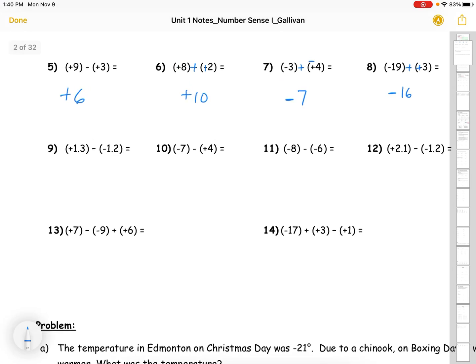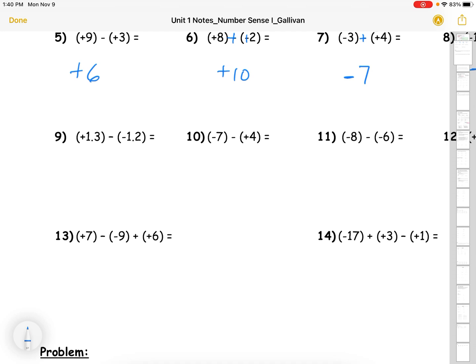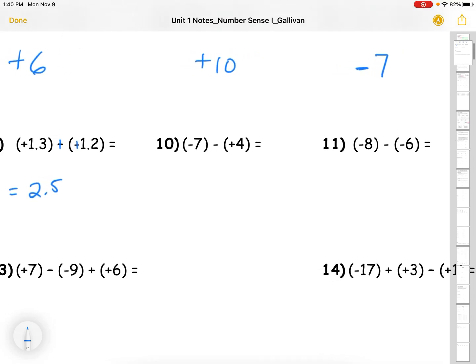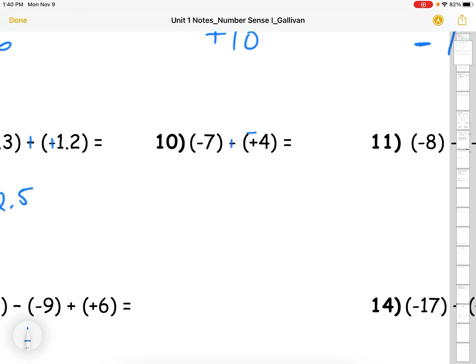All right. Now, these are no harder. We just now have decimals to deal with. Same rules. So 1.3 minus 1.2 becomes plus a positive. So now we're basically just adding 1.3 plus 1.2, so that would be 2.5. Okay. Here, negative 7 minus positive 4, so this becomes plus a negative 4. They're both negative, so it'll be negative 11.